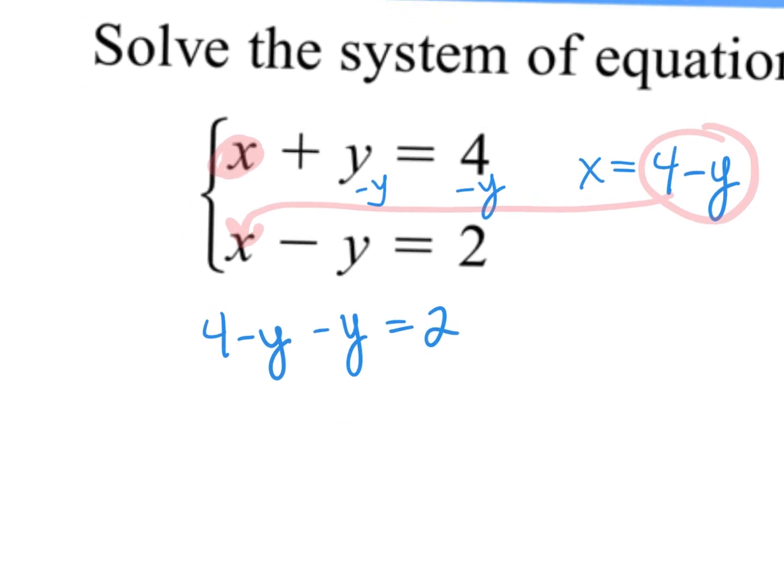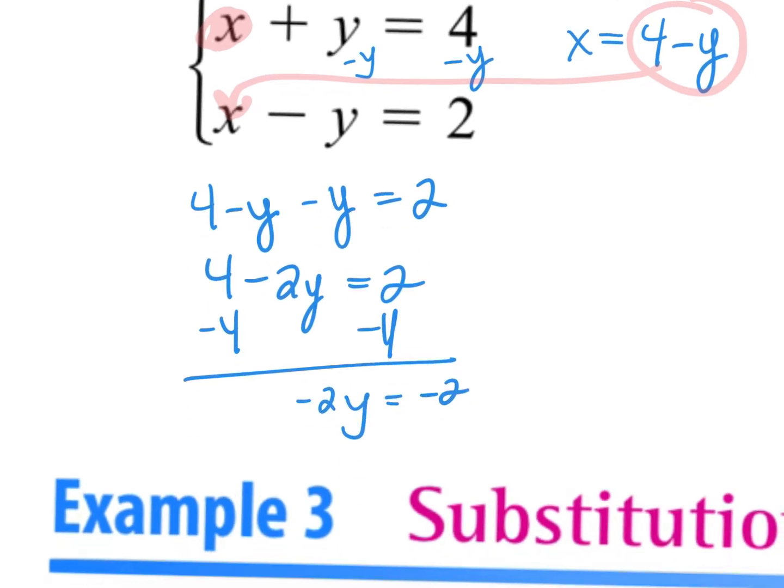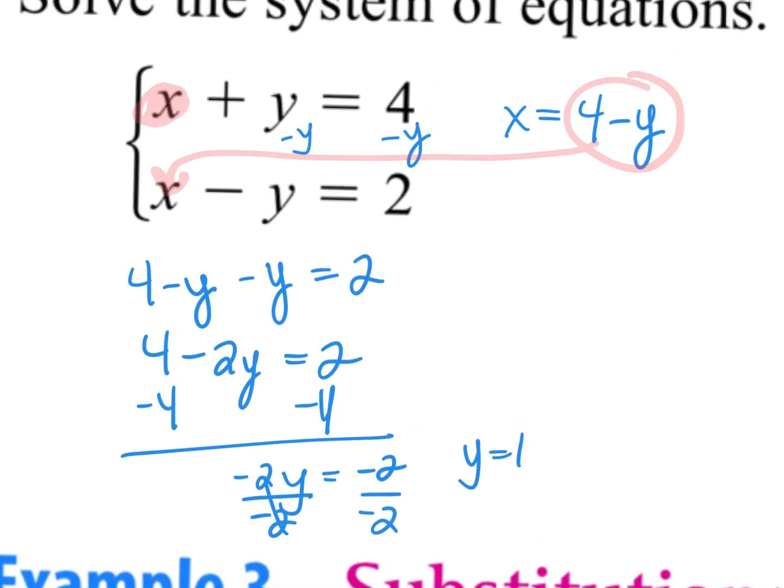Perfect. So now we solve. Combine like terms. What's negative y and negative y? Sure. So 4 minus 2y equals 2. Then what? Minus 4 from both sides. So negative 2y equals negative 2. Then what? Divide by negative 2 and y equals 1. Now that I found out what y equals, how do I find out what x equals? You plug it in. Does it matter which equation I plug it back into? No. I'm just going to use the top one. So x plus 1 equals 4. Subtract 1 from both sides, and x equals 3.